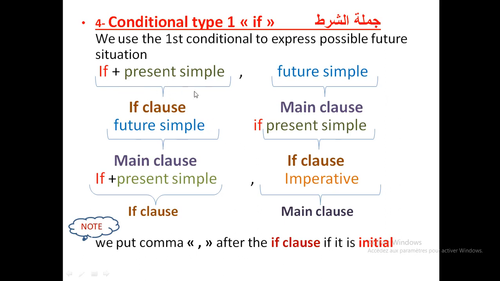So, you have another thing. When you write a conditional sentence, you start by the if clause. When the if clause is initial, at the beginning, you write the if clause, then you put a comma, then you write the main clause. But if the if clause is in the middle of the sentence, we have no comma. We start by the main clause, then we write the if clause directly.